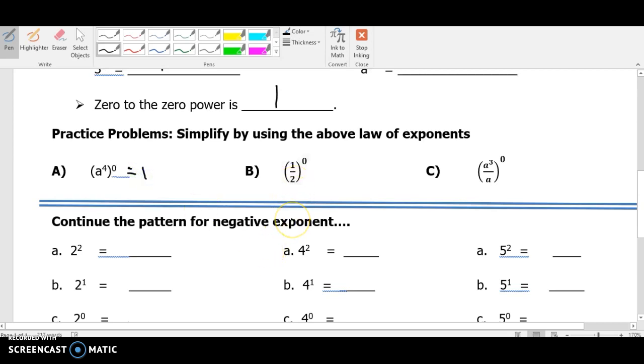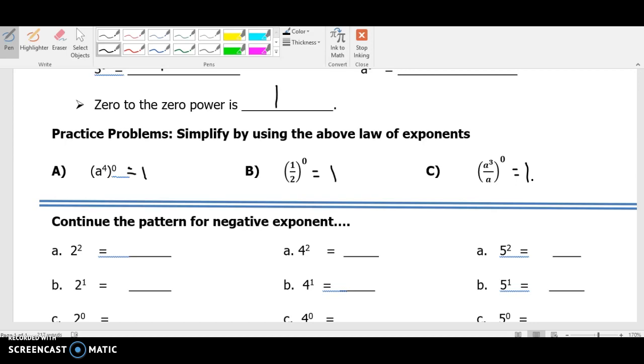How about this one, B? 1/2 to the 0 is going to equal 1. Anything to the 0 power equals 1. How about A to the 3rd over A to the 0? I could start using my exponent laws and simplifying this, but I don't have to do that. It's to the 0 power, so I know it's going to equal 1. Whenever you see something raised to the 0 power, jump for joy. It makes it a whole lot easier.